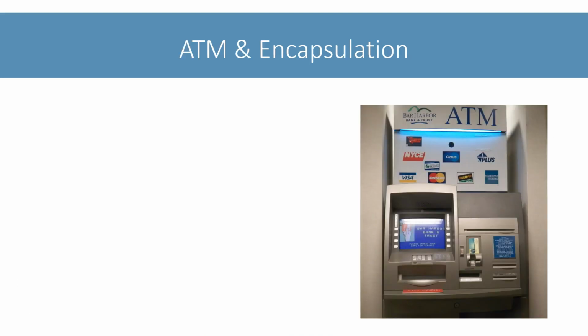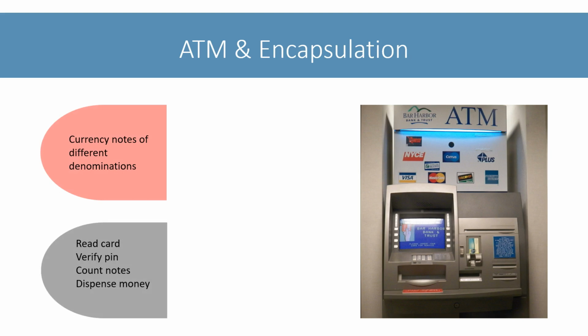Let's look at an ATM. You go to the ATM, swipe your card, enter your PIN, and then enter the amount of money you want to withdraw. ATM processes your request and gives you the money. If you were to see ATM through object-oriented lens, you will realize that ATM contains different denominations of currency notes, and all the operations to read your debit card, verify your PIN, count currency notes, dispense the money to you, etc. ATM combines all the different denominations of currency notes and all the operations required to withdraw money into a single unit.